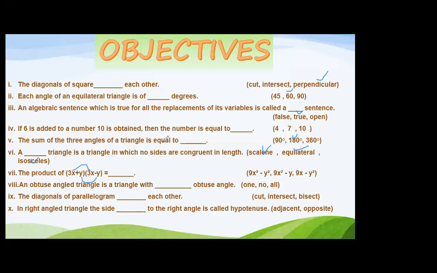yes, Hania, (x + y) multiplied by (x - y). (x + y) multiplied with (x - y) is equal to what? x square minus y square. That means option 1 is correct, because according to your question, your x is 3x and your y is y.